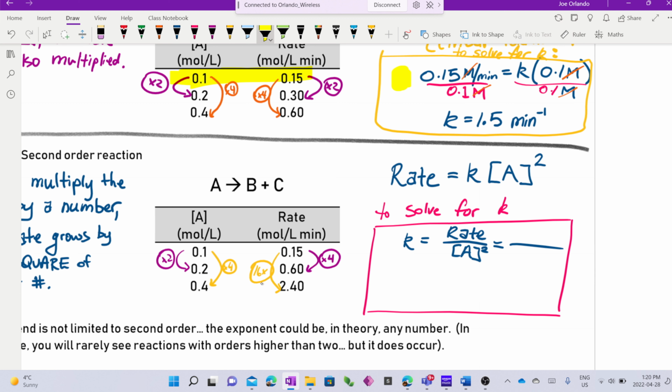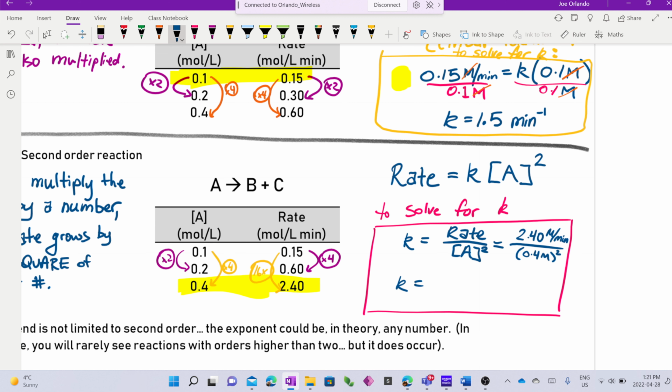I mean, we have 3 examples we can use. Which one do you want to use? You want to use 0.4? All right, cool. We can do that. What numbers would I put in here if I want to solve for K? On the bottom for A squared is 0.4 squared. And what's the unit on that, of course? Molar squared. And on the top, we would have 2.4 molar per minute.